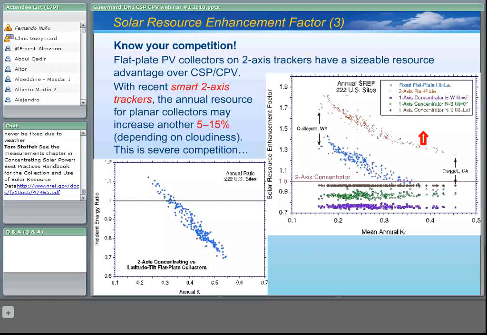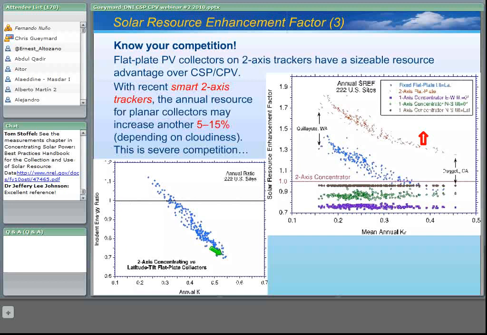And here, this other plot shows the difference, or the ratio actually, between what you get for the two-axis concentrator using DNI to the flat plate latitude tilt, which is this value of 1, the reference. So only in these very high DNI, very clean sites, you have about 10 to 15% more solar resource than the latitude tilt flat plate PV. This obviously decreases, and in cloudier sites you have a lot less. So this is the competition.